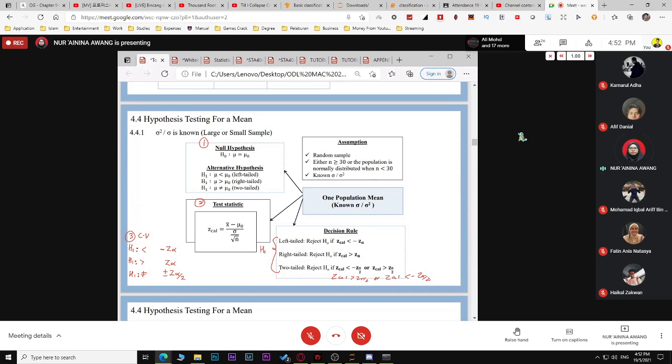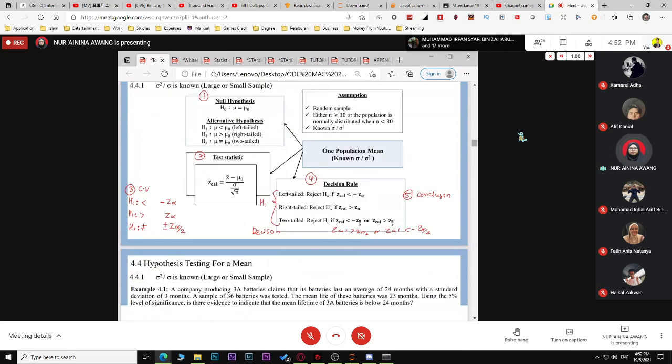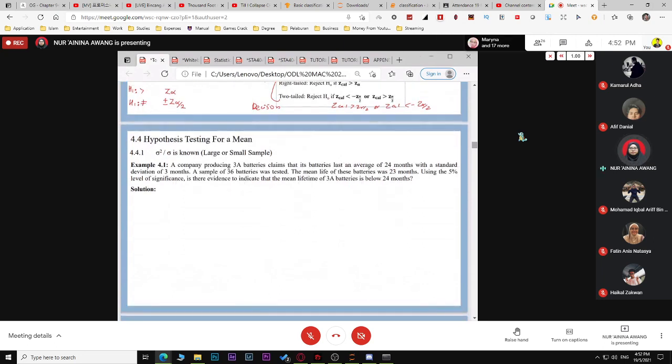Okay. And then this is the fourth step, your decision, and then the last one is your conclusion. Okay, so there are the 5 steps, okay, untuk you nak jawab soal hypothesis testing. Okay, so now kita tengok on the first example. Okay, so untuk case hypothesis testing, sama macam confidence interval, you baca every sentence and then you list out all the information.